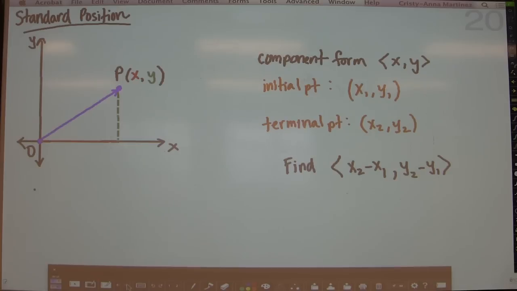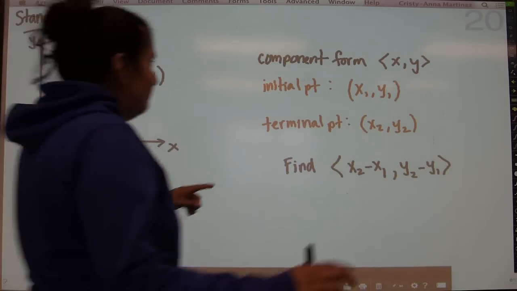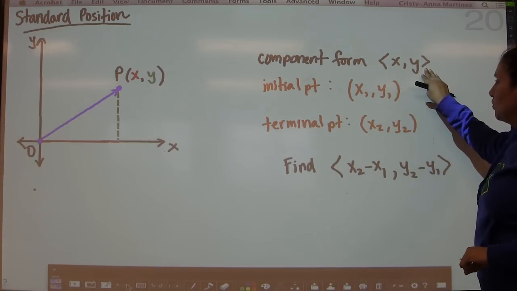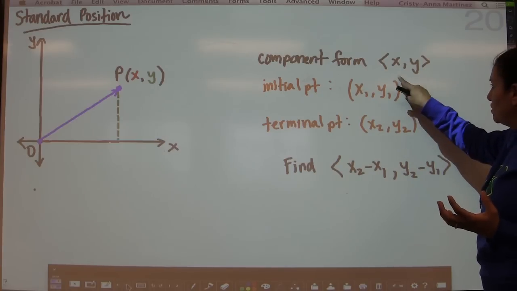So standard position is when the initial point, or the tail, is at the origin, and the terminal point would be the coordinates x, y. Because not all vectors will be in standard position, you can use component form to describe a vector where the initial point is not at the origin. In component form, you'll notice that it has these funky looking brackets. They kind of look like arrows. That's not to be confused with coordinate notation, which is parentheses.